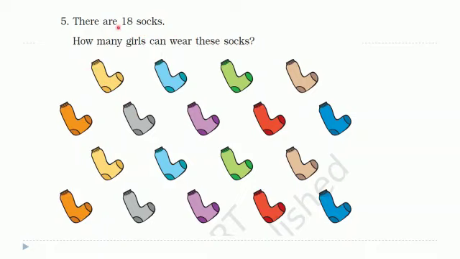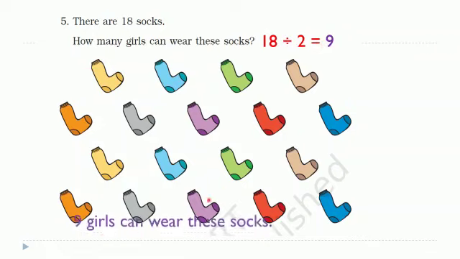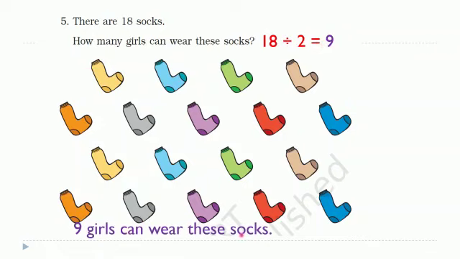So what we have to do? We have to divide 18 divided by 2, that is equal to 9. 2 nines is 18. So how many girls can wear 18 socks? Yes, 9 girls can wear these socks. So why we have divided by 2? Because one girl wears 2 socks. So we are dividing by 2.